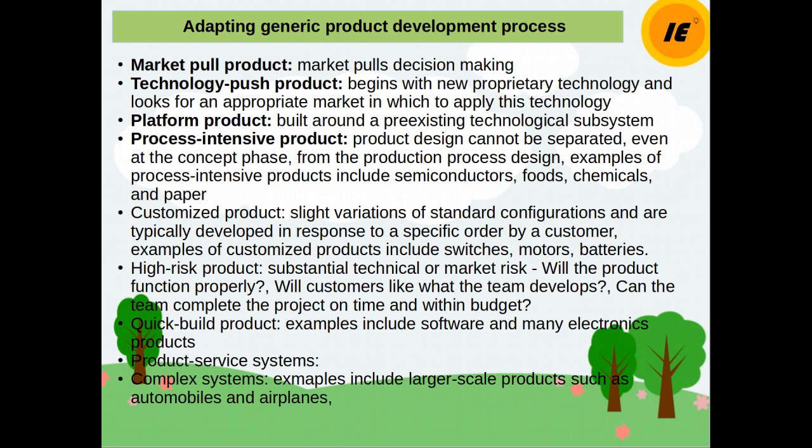Okay, so the next type of product is the customized product. Examples of customized products include switches, motors, batteries, and containers. Customized products are slight variations of standard configurations and are typically developed in response to a specific order by a customer. Development of customized products consists primarily of setting values of design variables such as physical dimensions and materials.